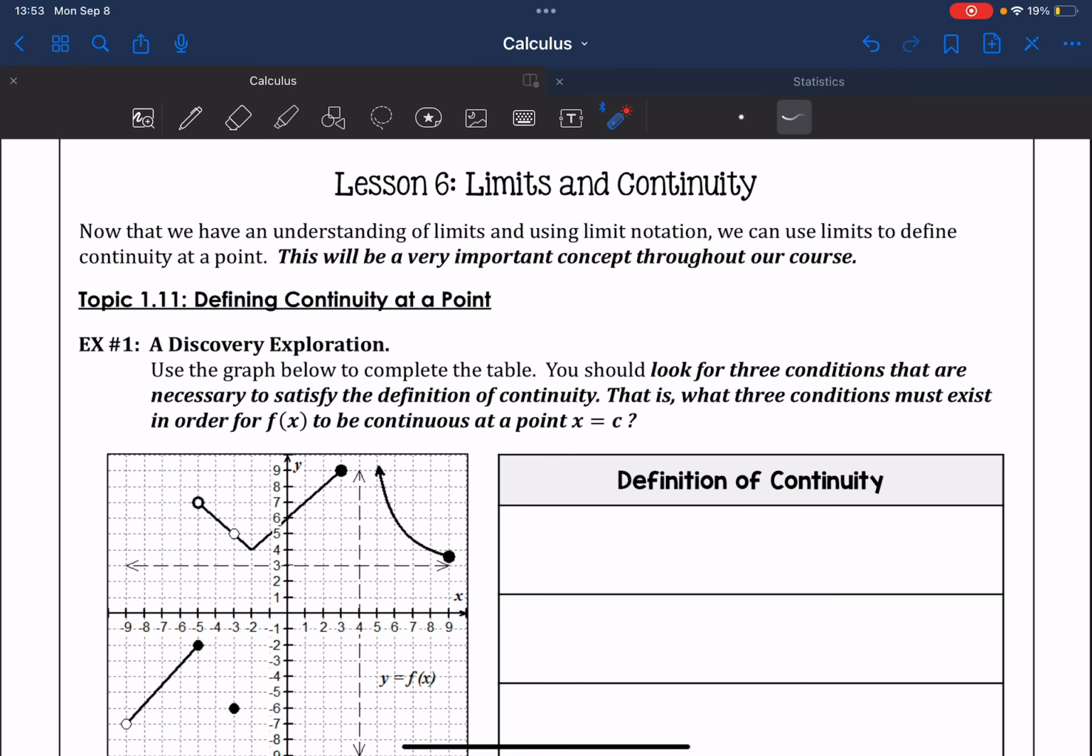Limits and continuity. So these notes are going to talk about how once we look for these three conditions, we are able to satisfy the definition of continuity. And in order for this to happen and all of those things to be proven, we know that f of x could be continuous at a certain point x equals c.